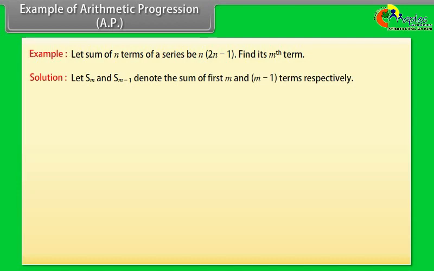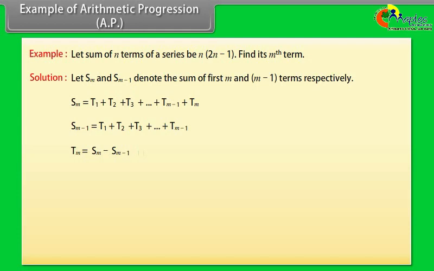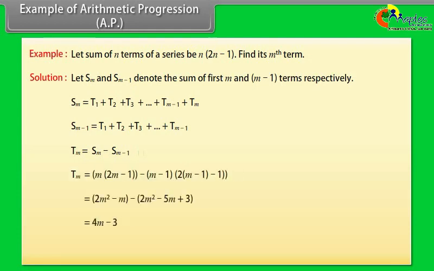1 terms respectively. Sm is equal to T1 plus T2 plus T3 up to Tm minus 1 plus Tm. Sm minus 1 is equal to T1 plus T2 plus T3 up to Tm minus 1. Tm can be found as Tm is equal to Sm minus Sm minus 1. On solving, we get 4m minus 3.